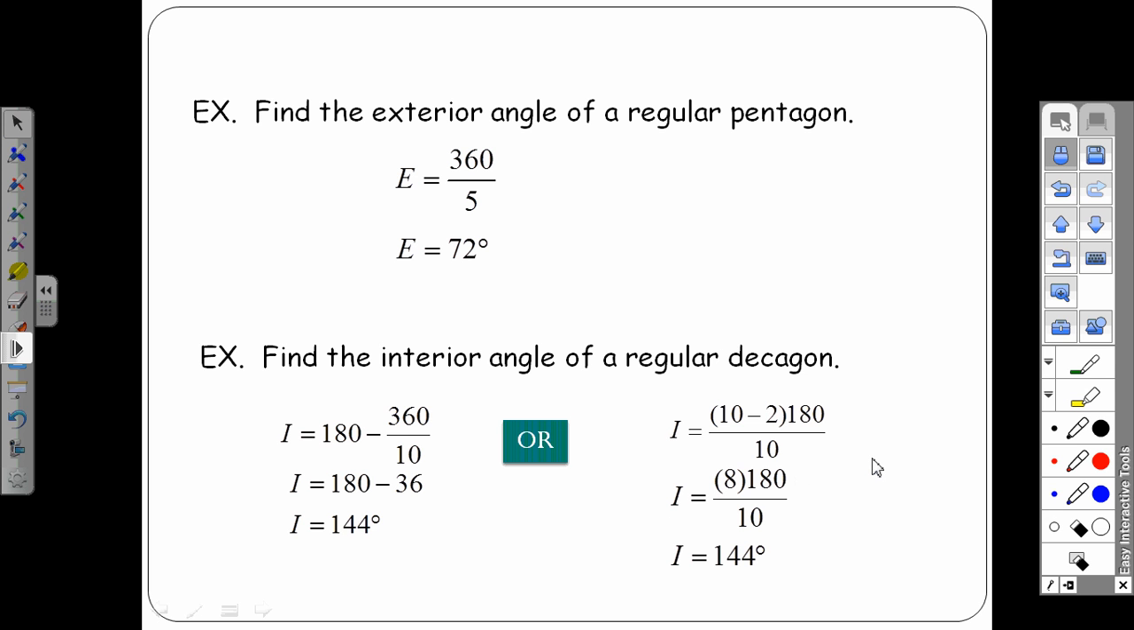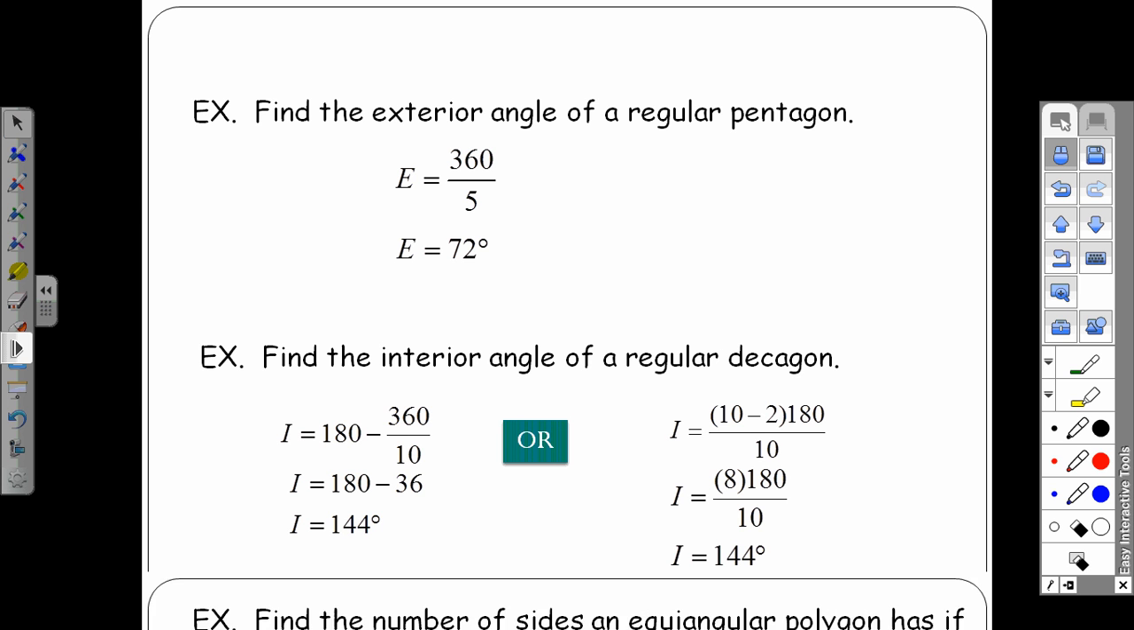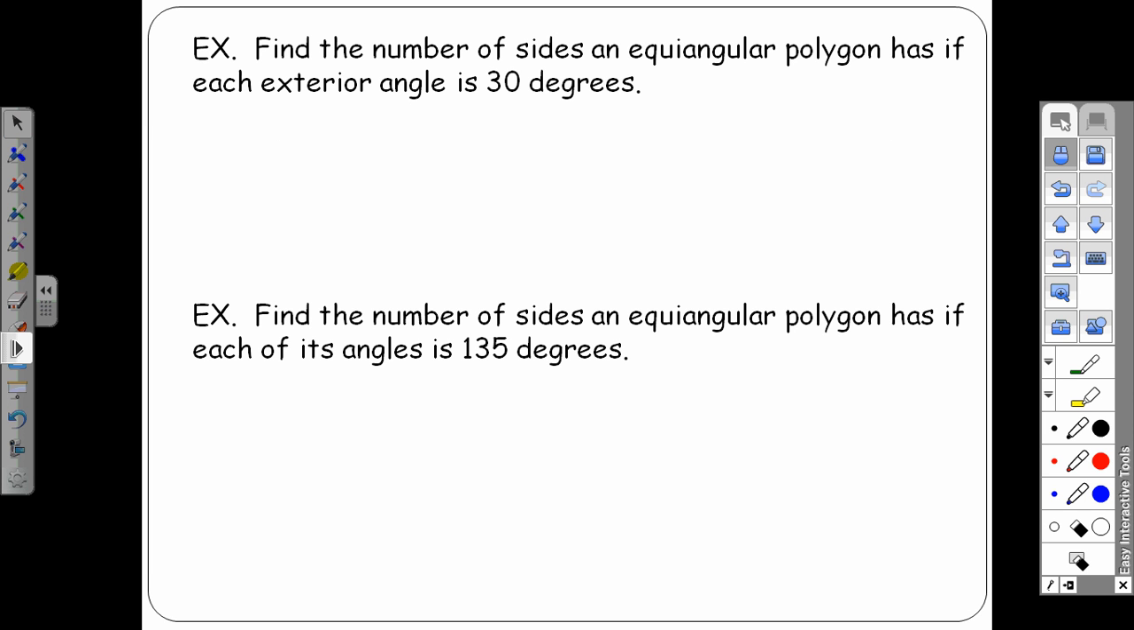So you just look at these calculations and you decide for yourself which style feels best for you. Okay? All right, now what we can do with these formulas is we can actually solve in the other direction. So they can give us the measure of the angle, and they can ask us to figure out how many sides they have. Okay, so here's some examples of that.